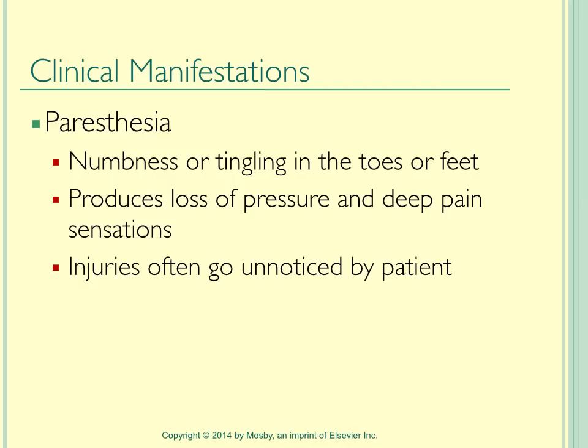So, gradual reduced blood flow to neurons produces loss of both pressure and deep pain sensations. Thus, patient may not notice lower extremity injuries. So when there is low blood flow to neurons which are in the nerves, they produce loss of pressure within the tissue, and the deep pain sensations are not felt. So the injuries often go unnoticed by these kind of patients if they have paresthesia.